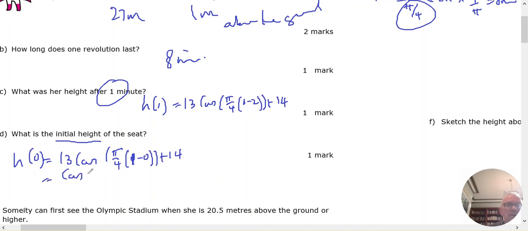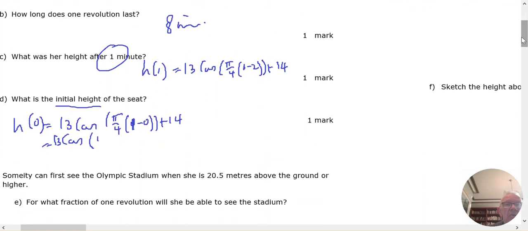It's going to be 13 times the cos of pi on 4, t minus 2. So it's going to be 1 minus 2, that's minus 1, so that's minus pi on 4 plus 14, and this one is 13 cos of 0 minus 2, that's minus pi on 2 plus 14.